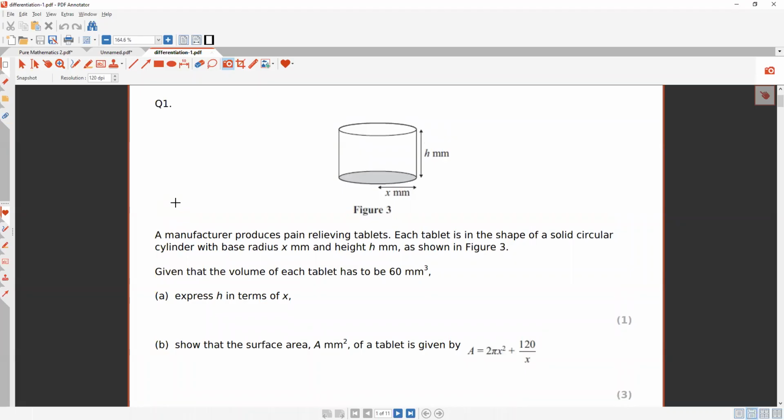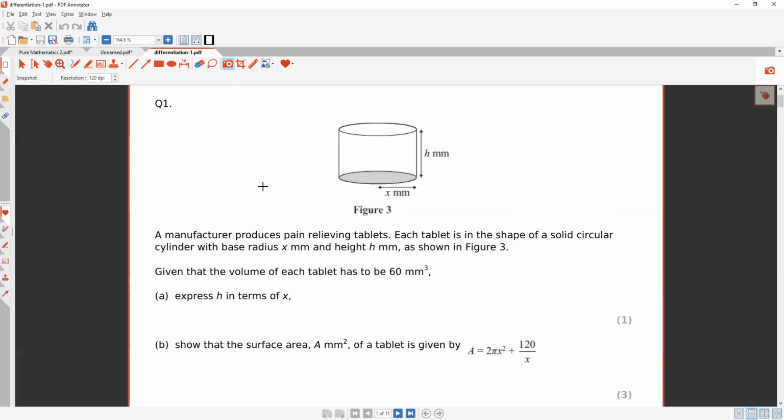Okay, question number one. A manufacturer produces pain relieving tablets. Each tablet is in the shape of a solid circular cylinder. So you guys are supposed to know area, volume, perimeter of a cylinder. And what is given to us? A cylinder with a base of radius x and the height of h mm. Now given that the volume of each tablet has to be 60 millimeter cube, express h in terms of x, they said.